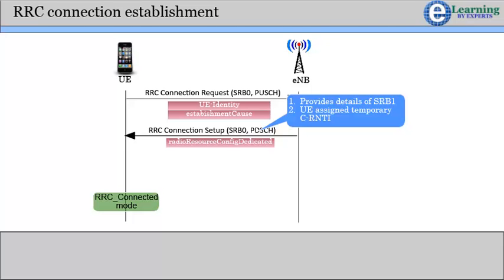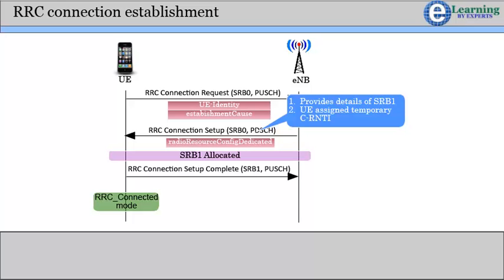Finally, using the just allocated SRB1, the UE now sends an RRC connection setup complete message to the eNB to confirm the successful completion of an RRC connection establishment. It includes the selected PLMN identity from the PLMN identity list provided in the SIB Type 1. On the successful completion of the RRC connection establishment procedure, the UE is in the RRC connected mode.